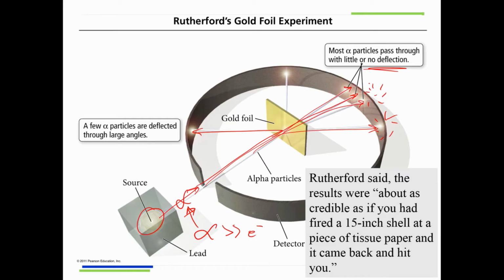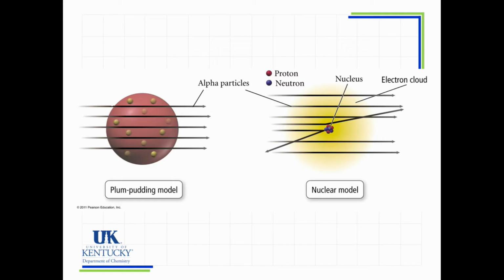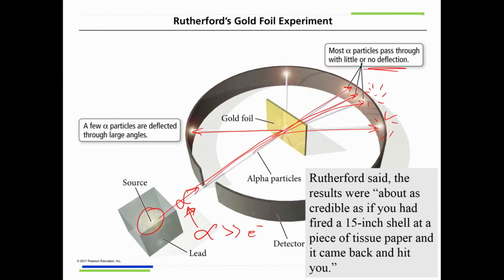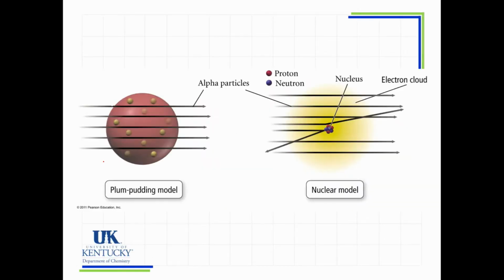Now, how in the world did that lead to what I said it led to on the previous slide? How did this lead to the fact that most of the atom is empty space, that we have a very dense central core that contains the protons? Well, let's think about it. On the left is the plum pudding model. If we had this diffuse core, then most of them would pass right on through, no problem, because those alpha particles are much bigger than the electrons and they would just pass right on through. That didn't happen. Some of them bounced back.